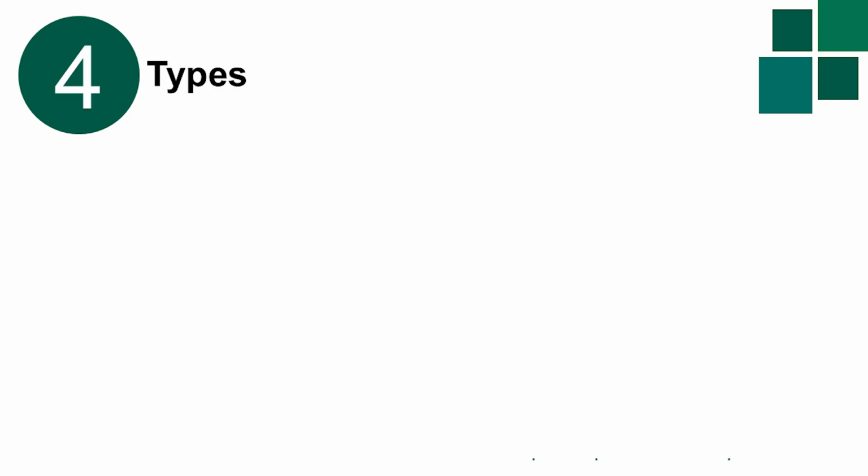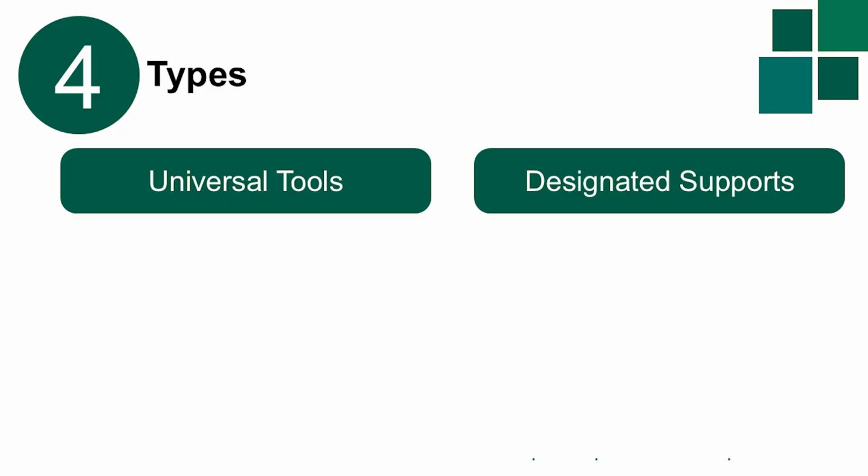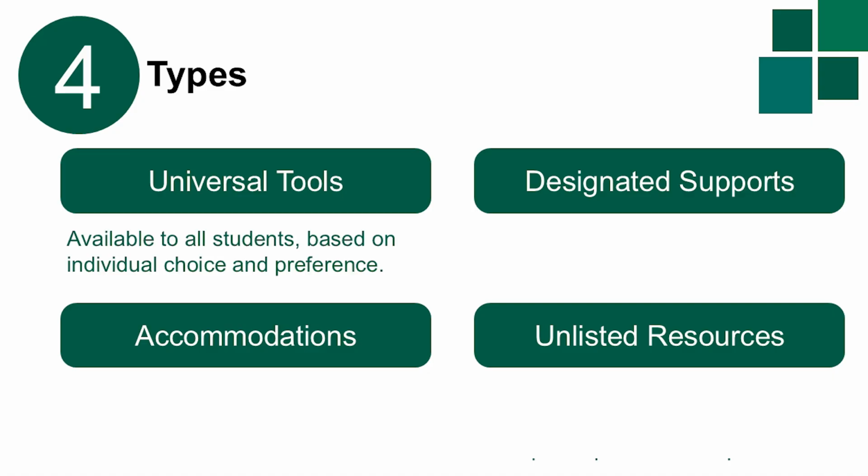There are 4 types of resources: universal tools, designated supports, accommodations, and unlisted resources. The first type of resources available are the universal tools. They are available to all students based on individual choice and preference. You do not have to do anything to turn on a universal tool. They come built into the test. Examples include Zoom, Notepad, Highlighter, and Strike-Through.